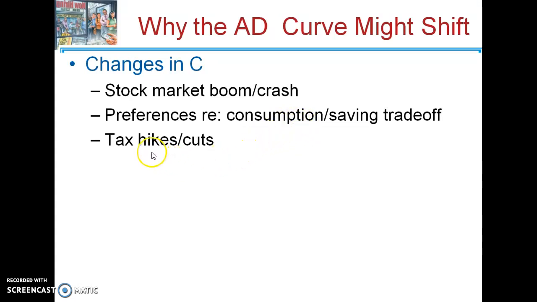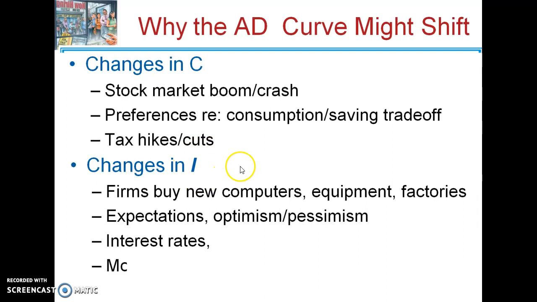Tax hikes, cuts, lower taxes, consumers have more money, they buy more goods and services. Higher taxes, aggregate demand would go to the left. Consumers would feel wealthier, or excuse me, feel poorer if taxes were higher. So that's pretty intuitive.